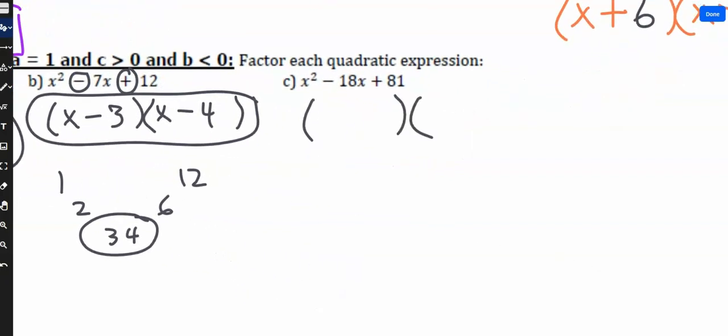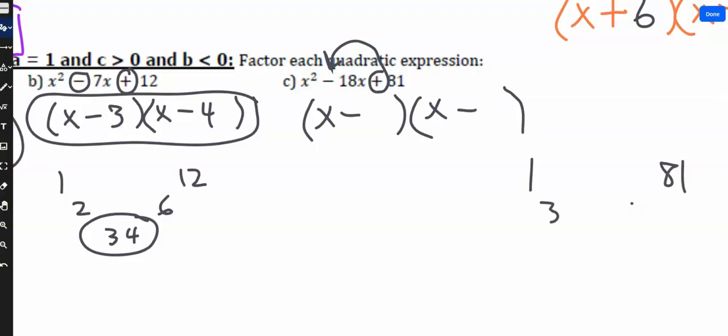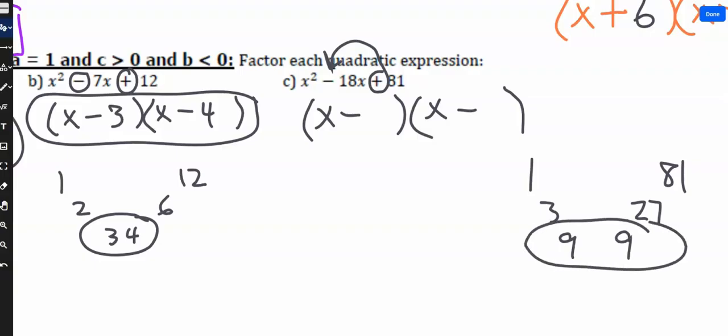When we get to the next one here, we got an x, we got an x. Okay, so they both have to have the same sign, and they both need to be negative. Now we need factors of 81: 1 and 81, 3 and 27, 9 and 9. They need to add up to 18. I think it's going to be this one right here, minus 9, minus 9.